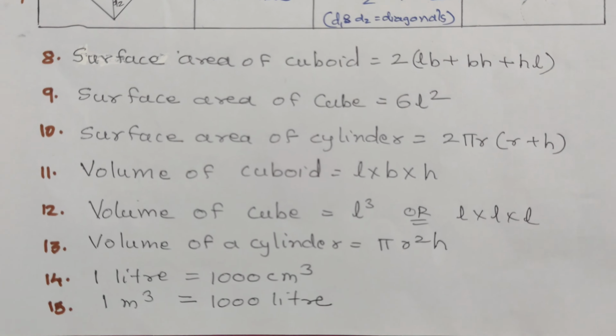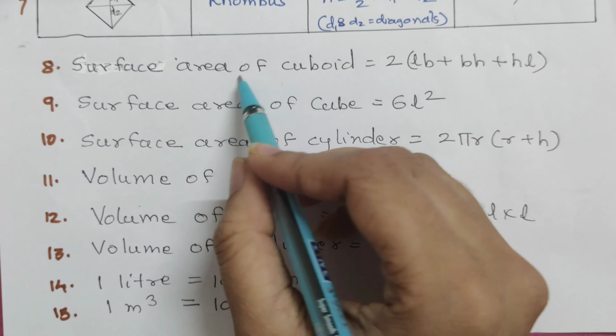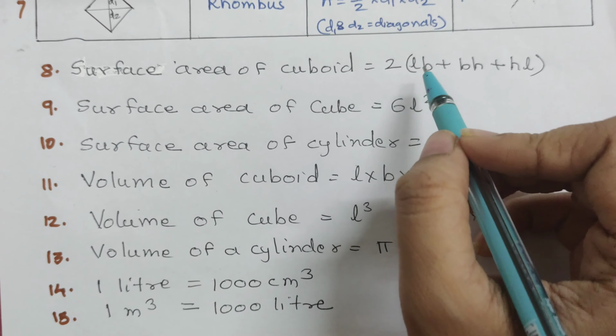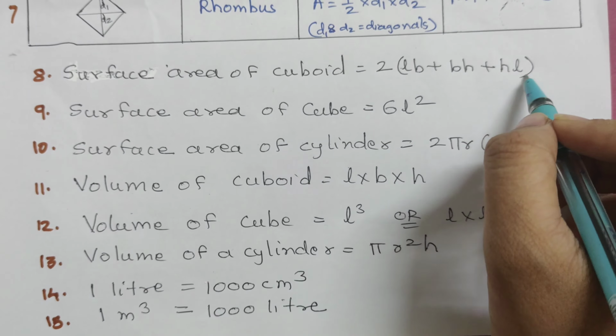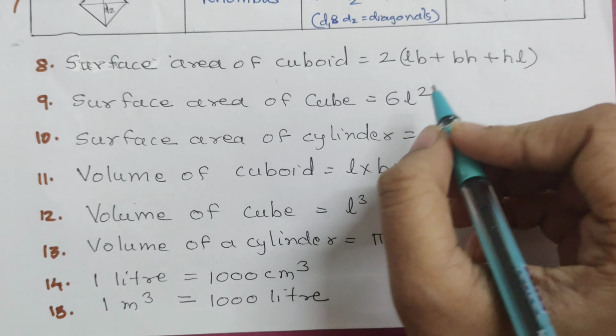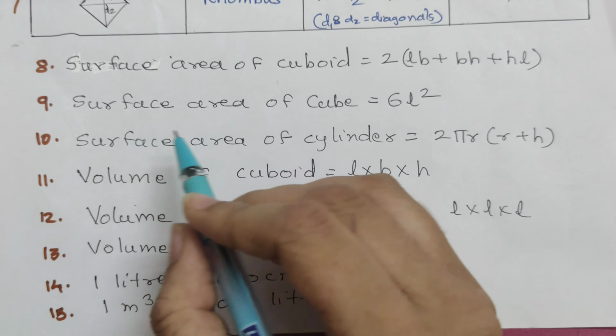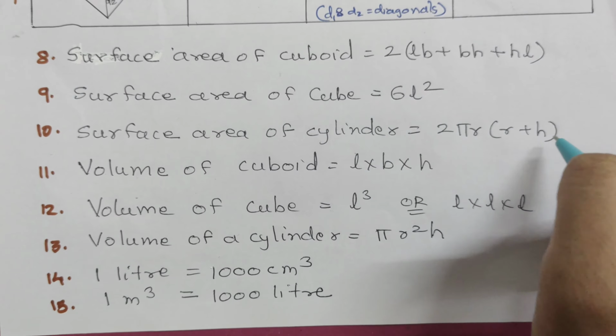Now we will look at some of the points. 8. Surface area of cuboid is equal to 2 into LB plus B into H plus H into L. 9th, surface area of cube is equal to 6L square. 10. Surface area of cylinder is equal to 2 pi r into r plus h.